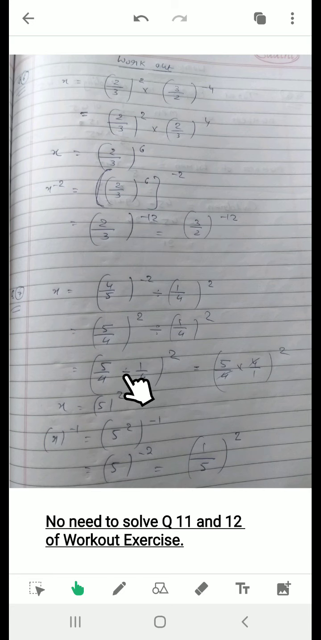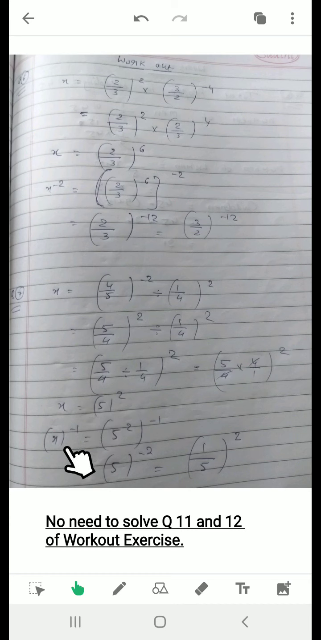Now if divide is there, it will be converted into multiply. Then the 1/4 will be written as 4/1. We write the reciprocal of 1/4. You know how to divide rational numbers, so we will do that in this bracket. So 5/4 multiplied by 4/1. 4 and 4 cancel out. Then 5 power 2. 5 power 2 is the value of x.